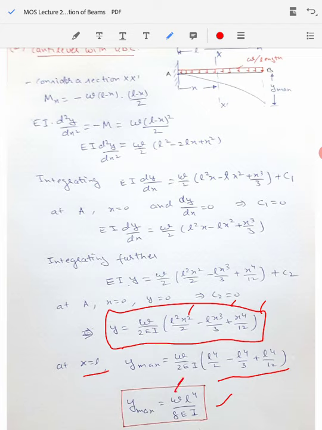Remember, this W is the uniformly distributed load. So it is load per unit length, the unit of which is kilonewton per meter or maybe newton per meter. That W is the load per unit length. That's why you get y max as W L4 divided by 8 EI.